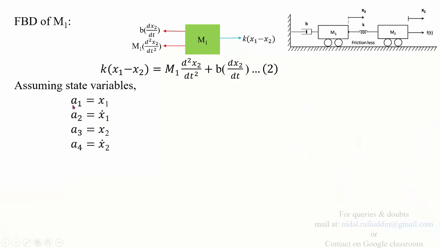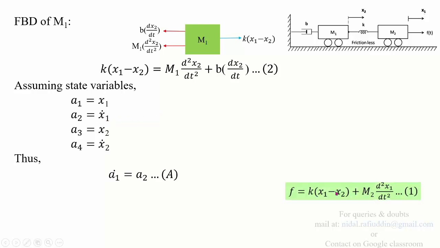So writing in terms of the state changes, since you assumed A1 as X1, A1 dot will be X1 dot, and X1 dot is nothing but A2. So we wrote this as A1 dot equal to A2. Likewise, A2 dot will be X1 double dot. X1 double dot can be obtained from the equation that you have written from the FBD of mass m2, which was written like this. From this equation we see that d square x1 by dt square is nothing but x1 double dot, which is A2 dot.